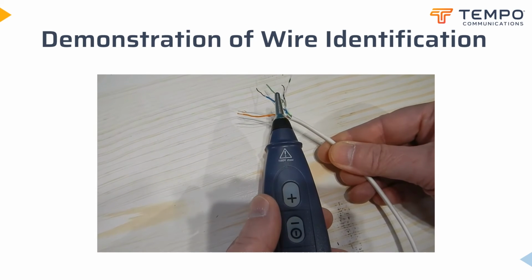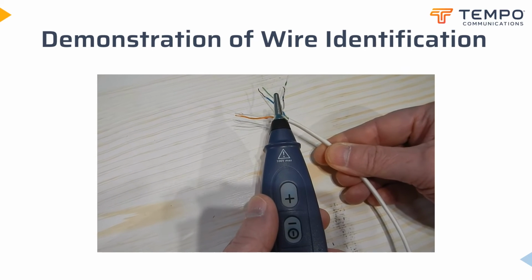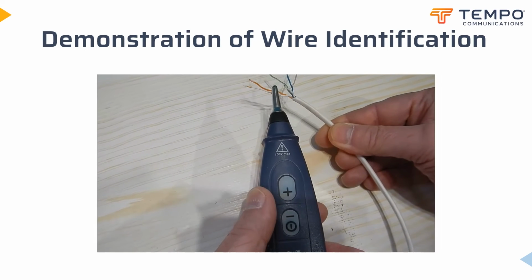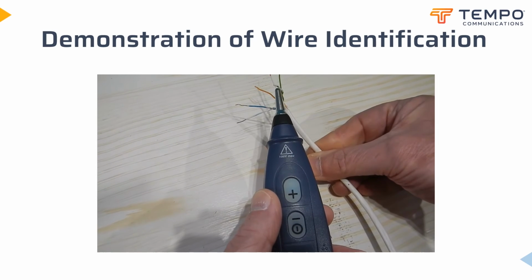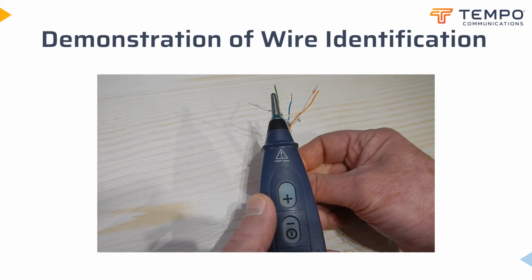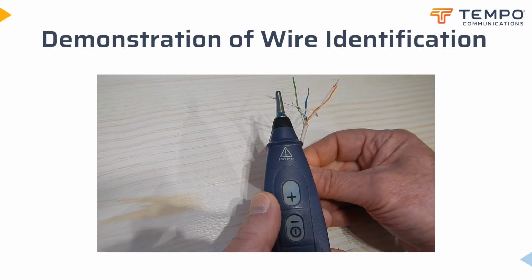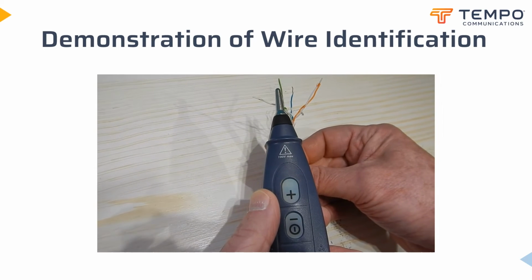There's something here. Ignore the power warning. So there's something there. There's something there, but that's probably quieter. But this is significantly louder. So we can see that the green pair is making quite a big signal.